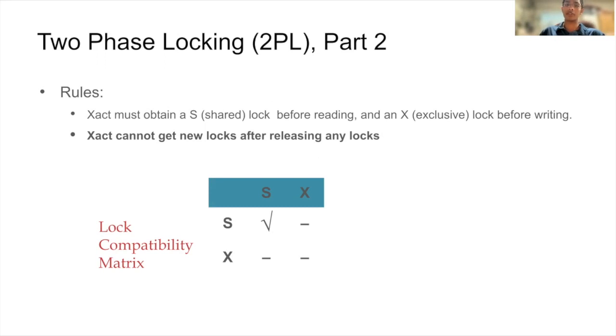We'll go over why this is so important in a second, but before I do that, I want to go through the lock compatibility matrix. Observe that two transactions can have a shared lock on a resource. But if a transaction has an exclusive lock on a resource, no other transaction can have any type of lock on it.